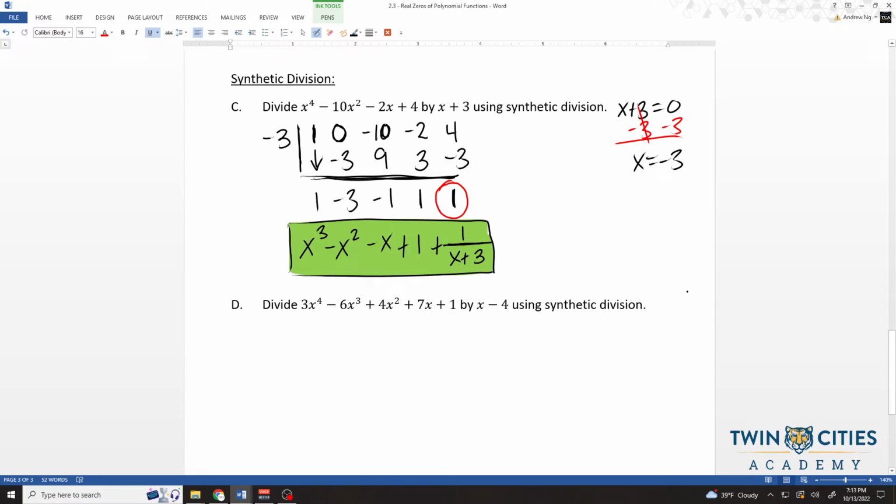Now let's do another one like that. 3x to the fourth minus 6x to the third plus 4x squared plus 7x plus 1. And I'm going to divide this by x minus 4 using synthetic division. All right, let's set this up. Do an upside down box, if you will.